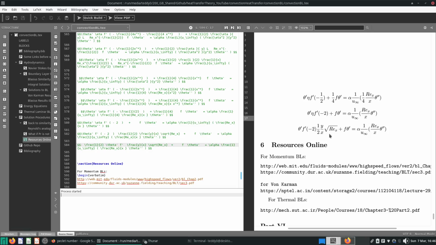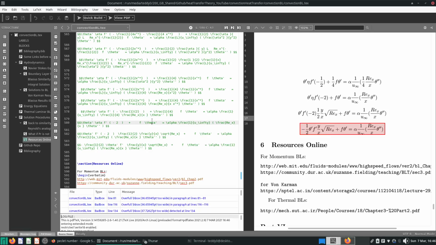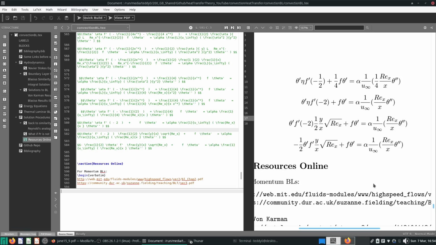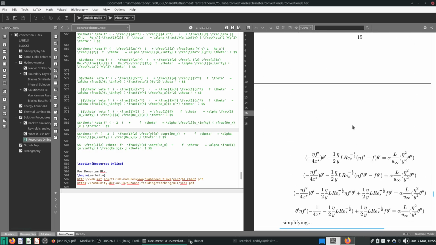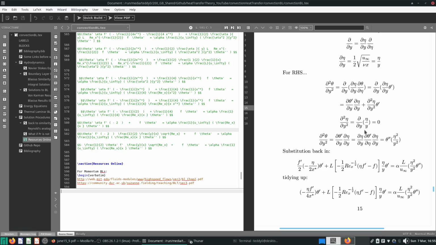Now, we have things in powers of the Reynolds number. Wow. This doesn't seem to be working out. Let's see. I think there's a careless mistake. Oh man.